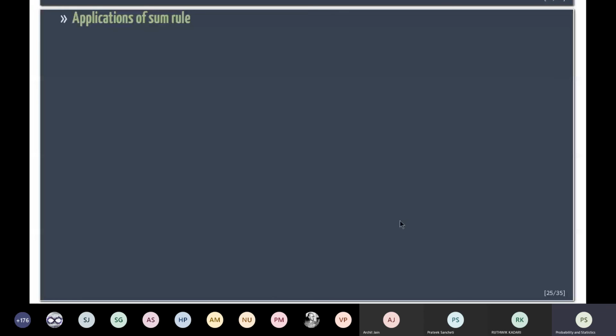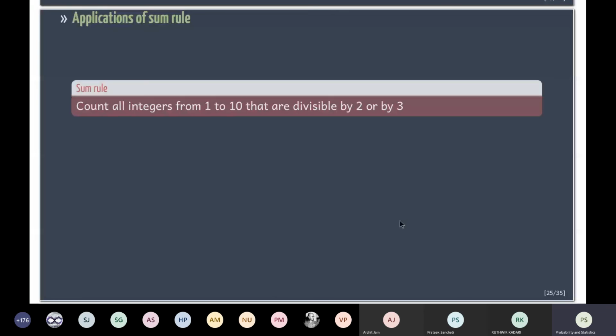Let us see some more applications of the sum rule. Count all the integers from 1 to 10 that are divisible by 2 or by 3. Again, there is a problem, and then the sum rule can be applied. Actually, this example we did already. I don't know why I'm doing this again.